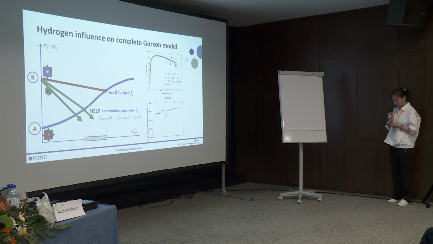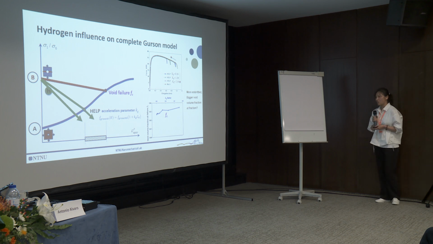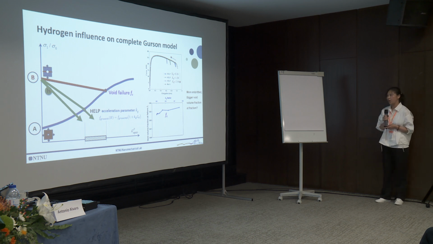Here we see that with the increase of Kg, FC increases. So these two figures indicate that for more embrittled samples, there is a big void volume fraction at fracture. This is not in accordance with many experimental results. And actually, this is also a disadvantage if we only consider HELP-related mechanisms in the complete Gurson model.